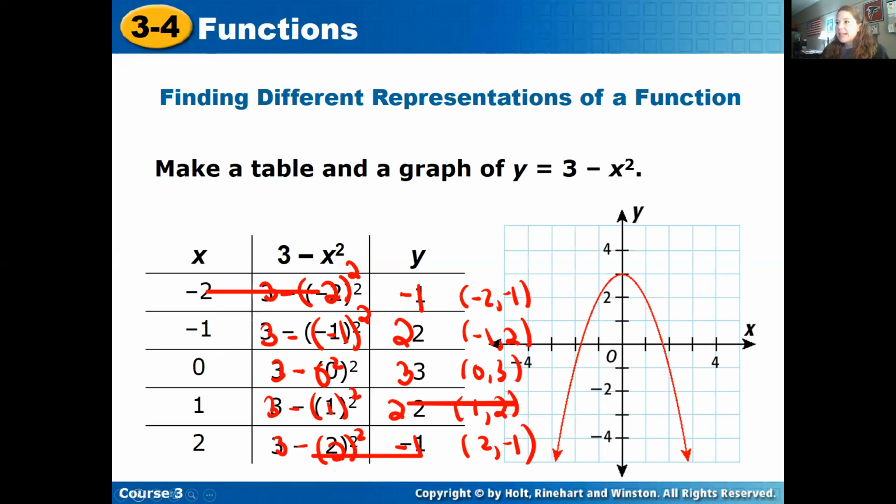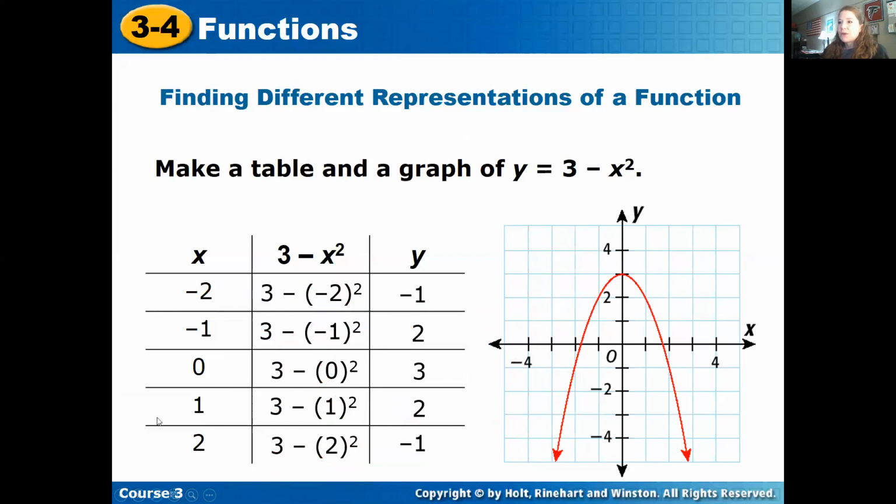So does every X value have one unique Y value? -2 goes with only -1, that's right. -1 goes with +2. The X value of 0 goes with a number. The X value of 1 goes with a number, and the X value of 2 goes with a number. So that is a function, because basically what you're looking for is that there are no repeating X values.